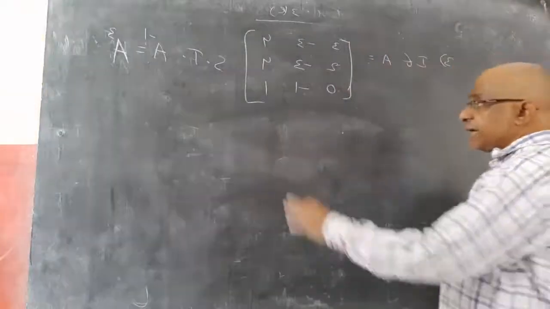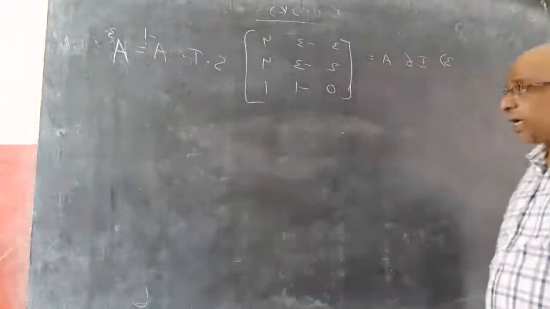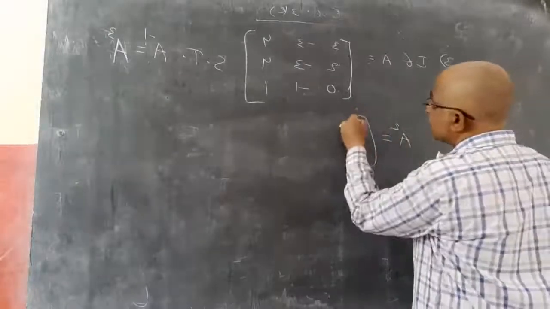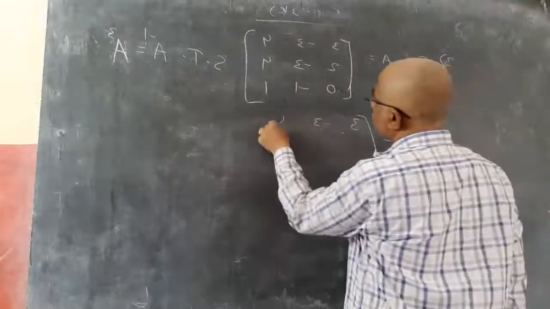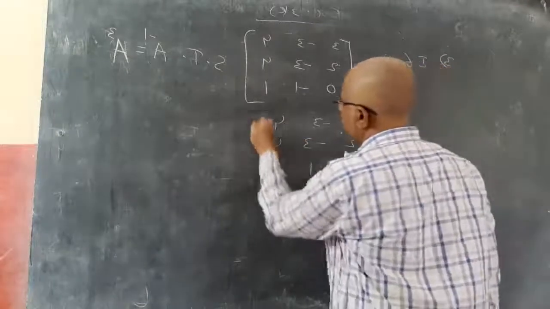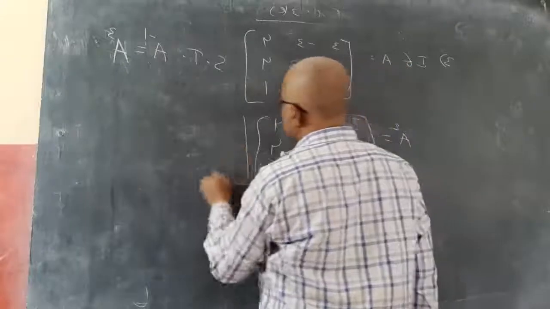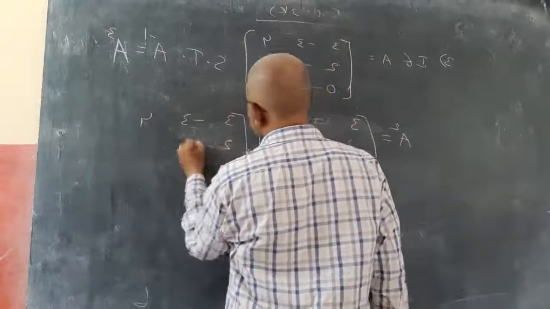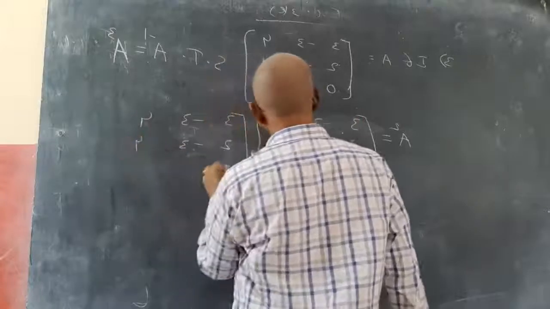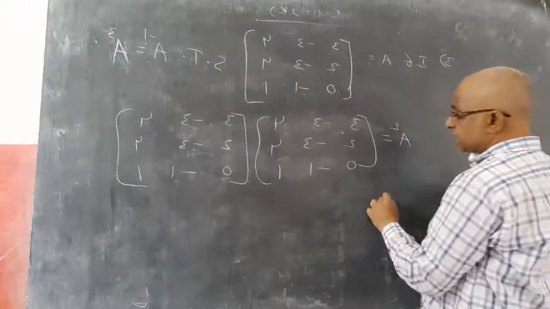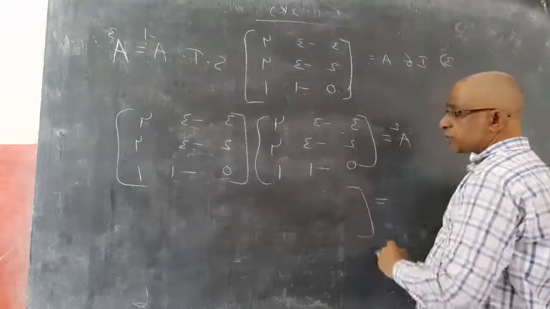For that, I will find A power 4. What happens? First I will find A square. I know how to find A square easily. 3, minus 3, 4; 2, minus 3, 4; 0, minus 1, 1 into again the same matrix. I need to multiply this matrix with that matrix, which gives me A square. A into A gives me A square.